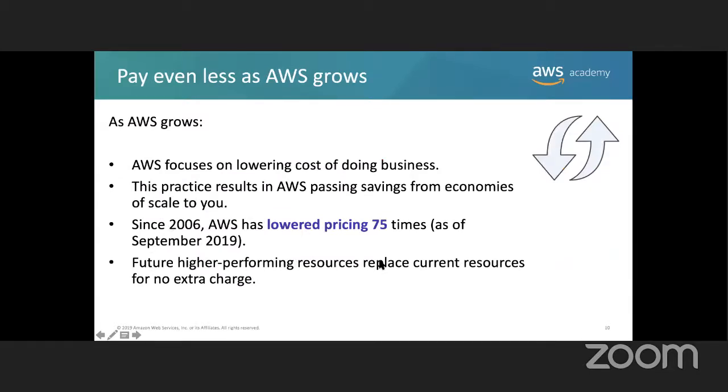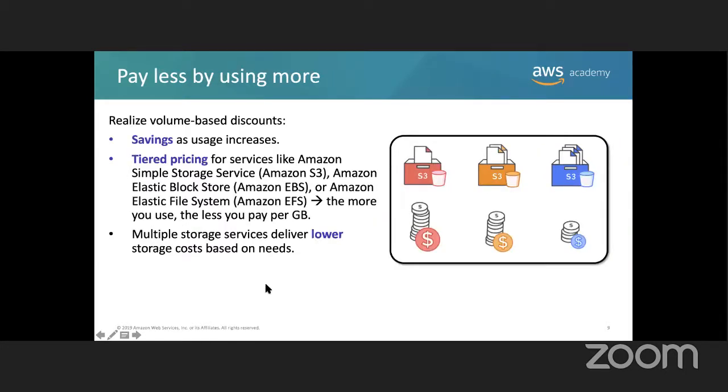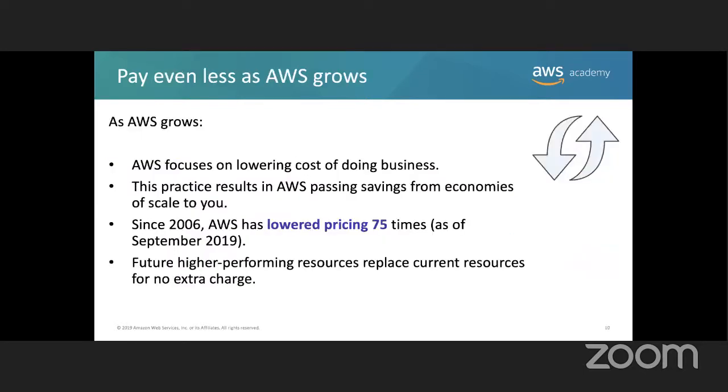Future high performing resources replace current resources for no extra charge. So if there are resources being created that perform higher than the ones that you are using now as a business, then they will replace the current ones for no extra charge. You're not going to pay for that, just in case AWS updates or increases the capacity of a specific service or improves it. You're going to continue being charged for using them, but not for that update or upgrade.